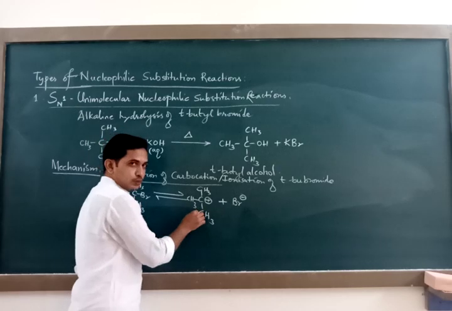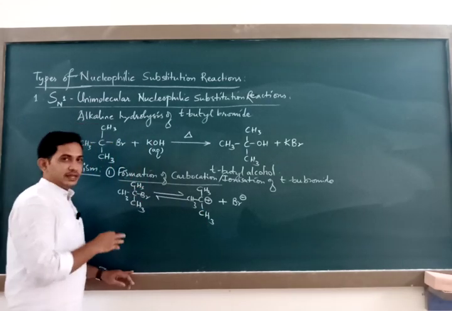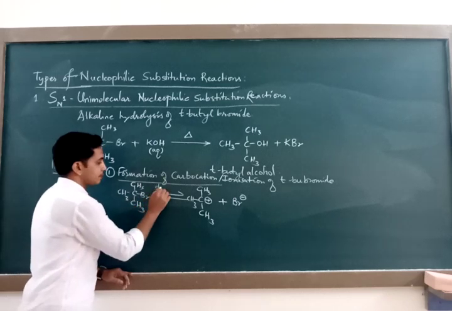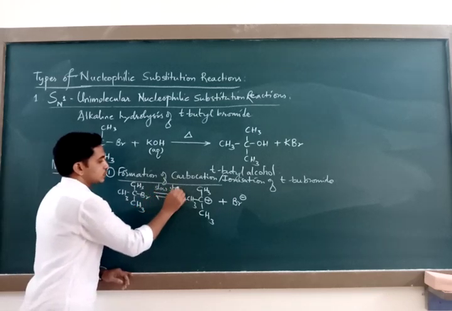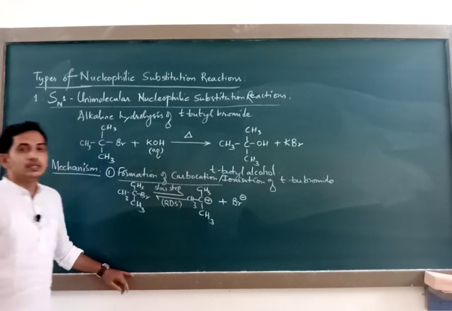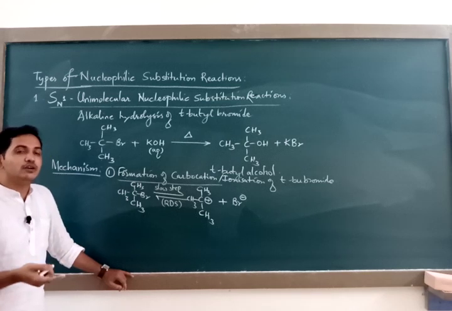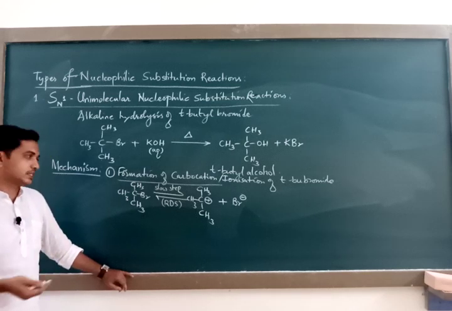This tertiary butyl carbocation is a stable ion. According to kinetics, this step is slow step, and the slow step is also called as rate determining step. This means it is this step which determines the overall speed of the reaction or overall rate of the reaction.